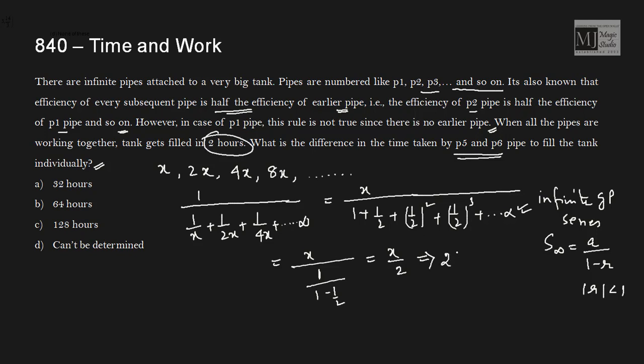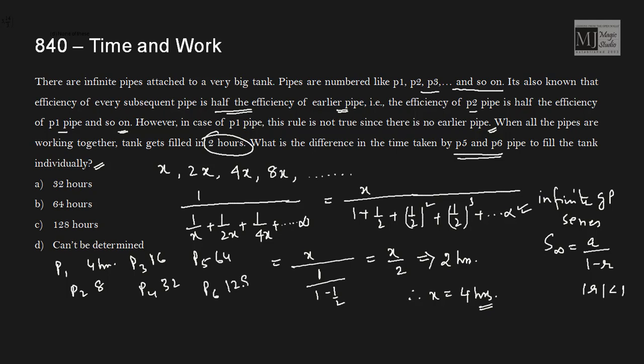Time taken by all the pipes working together to fill the tank is 2 hours. Therefore, X is equal to 4 hours. Pipe 1 can individually fill this tank in 4 hours, pipe 2 in 8, pipe 3 in 16, pipe 4 in 32, pipe 5 in 64, pipe 6 in 128, and so on. Now the question is, what is the difference in the time taken by P5 and P6? We need to find this difference. So 128 minus 64 is 64.